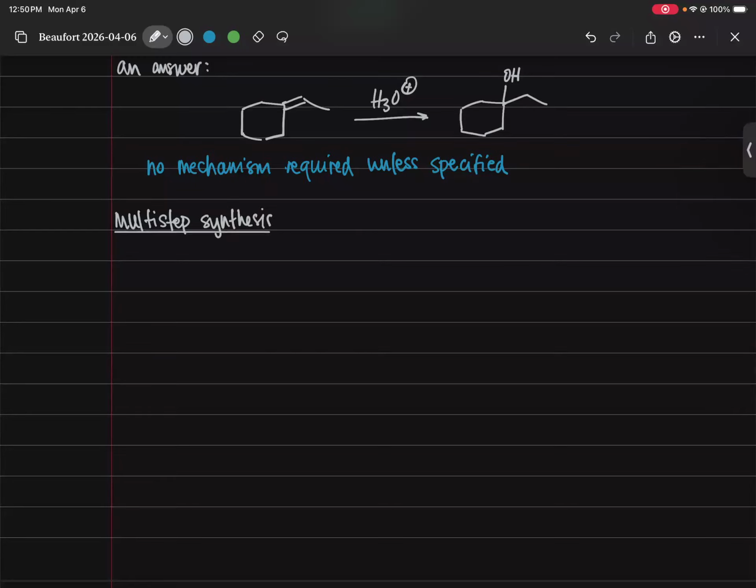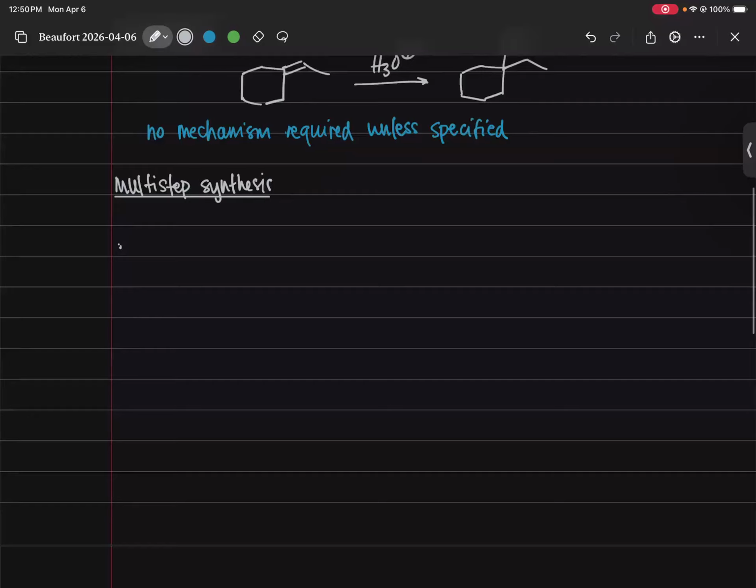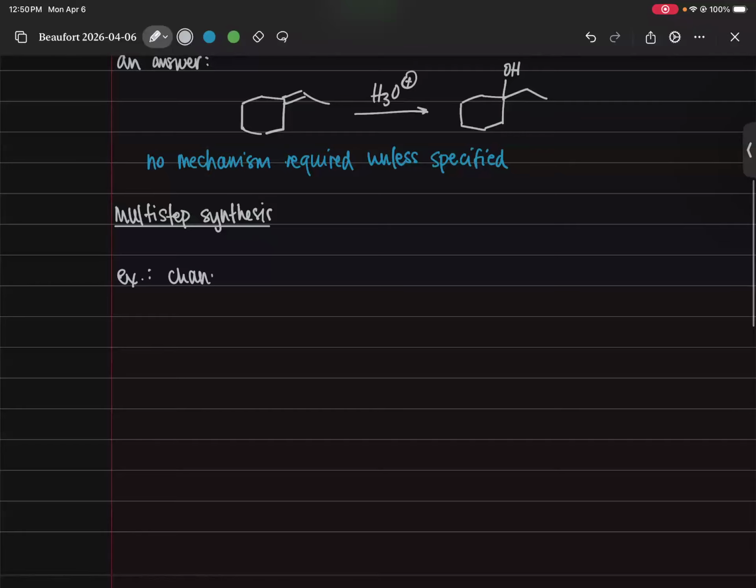Okay, where things get more interesting is when multiple steps are required to get from the starting material to the product. I'm going to show this through two different examples of multi-step synthesis themes that show up fairly often. The first is changing the position of a halogen or an alcohol.